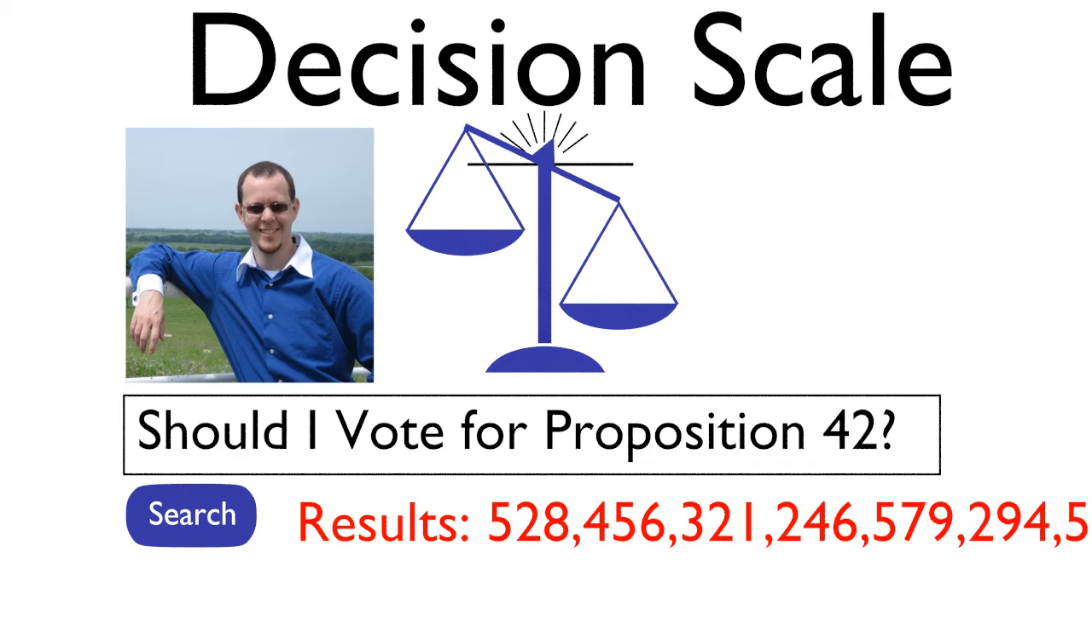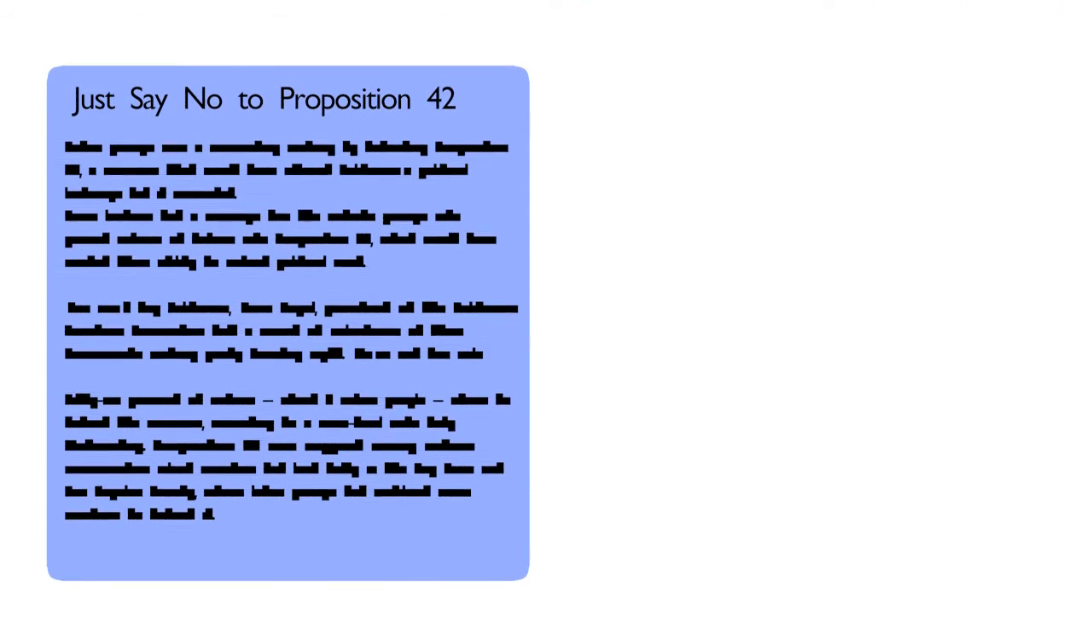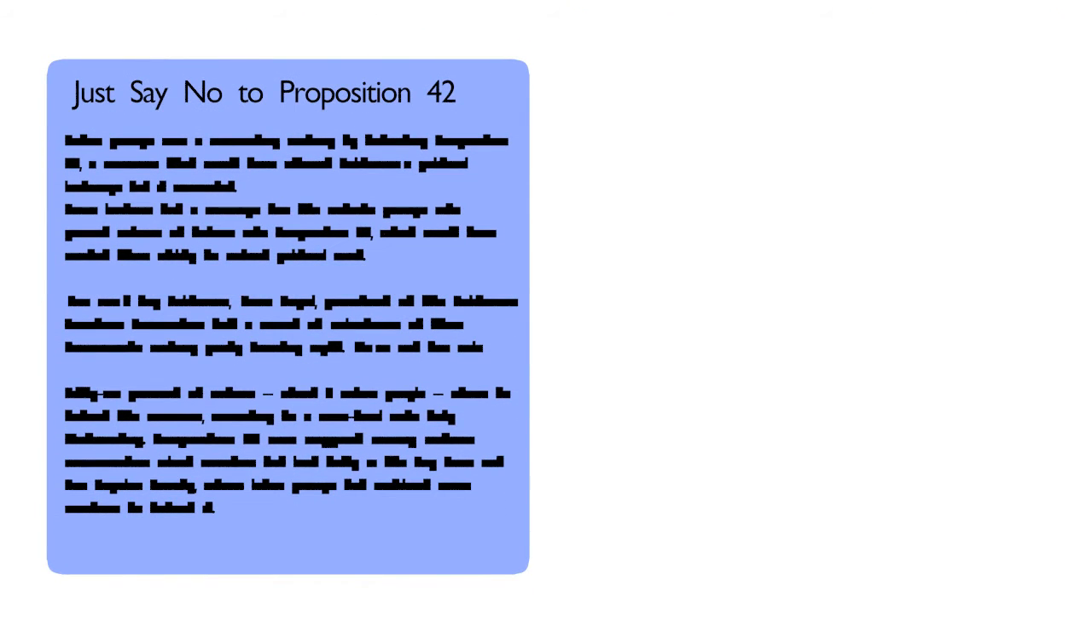This is Ben. He wants to know more about upcoming Proposition 42 in his local election. He finds an article that is against Proposition 42. The article points out several disadvantages, and Ben decides to vote no. Just to be fair, he finds an article for Proposition 42. It was written in response to the other article and directly disproves some of the facts. In just a few minutes, Ben has changed his vote.